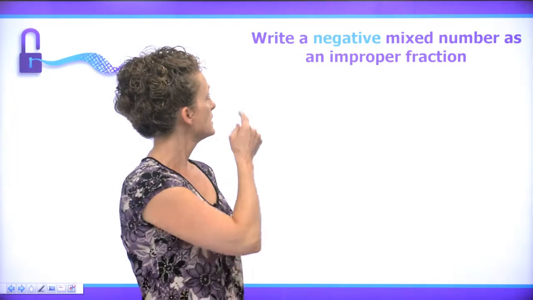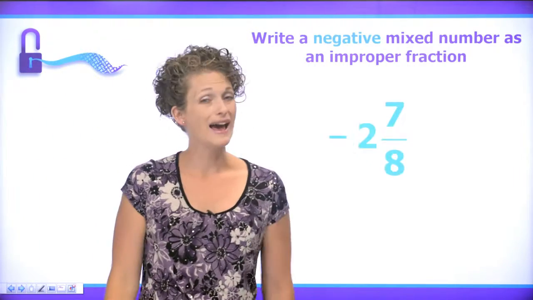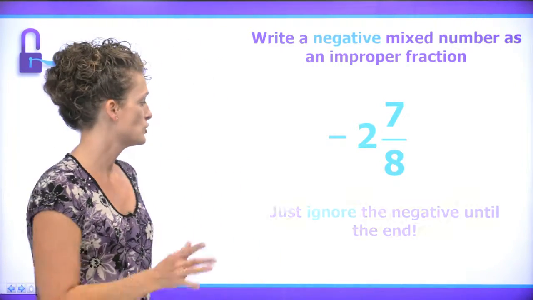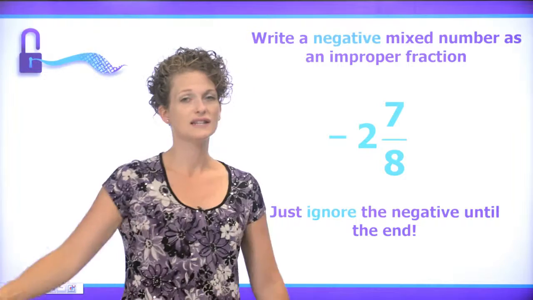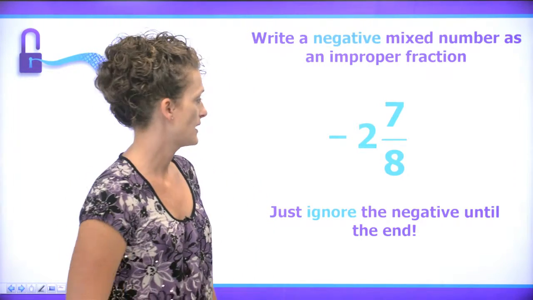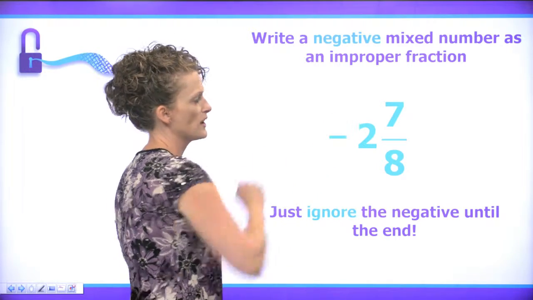Let's write a negative mixed number as an improper fraction. Well, it's really not scary. What we're going to do is we're going to ignore the negative until the end. Just be super careful not to forget it at the end. So we have -2 and 7/8.